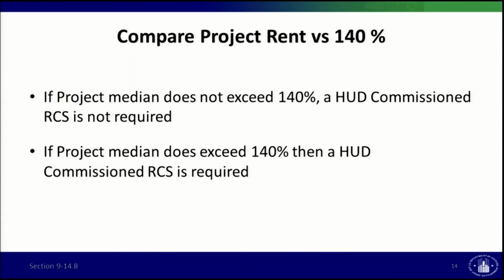So if the project's median rent does not exceed 140%, then no HUD commissioned RCS is required. However, if the project's median rent does exceed 140%, then a HUD commissioned RCS is required. Let's take a look quickly at an example.